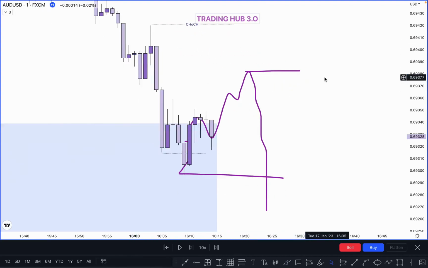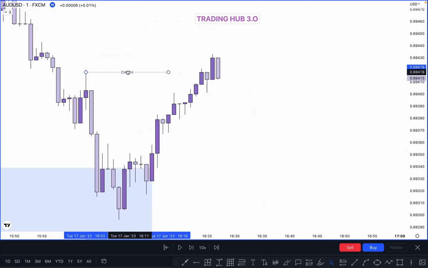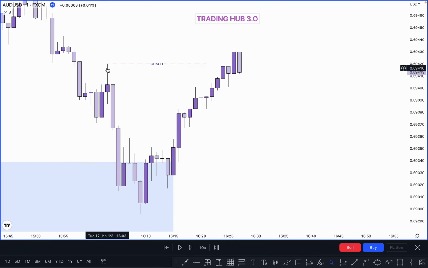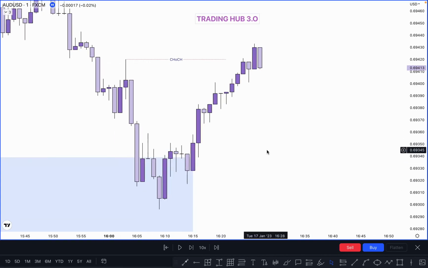So let's see what happened next. All right, so what happened here? As you can see, the market took the previous high, and this becomes our change of character. Why? Because this is our actual pullback. This is not an actual pullback because this is an inside bar between this high and this low, right? So this is not a valid pullback, as we have learned already.